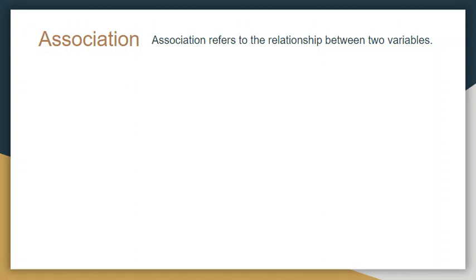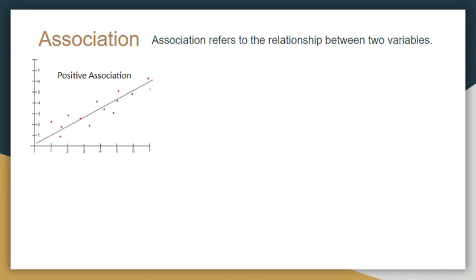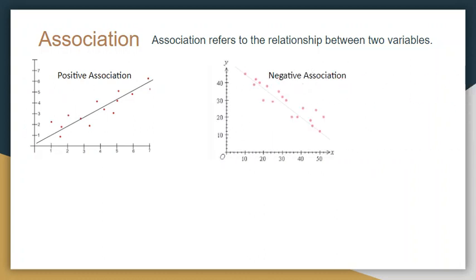Association refers to the relationship between two variables. There is a positive association when the values of one variable tend to increase as the values of another increase as well. There is a negative association when the values of one variable tend to decrease as the other increases. Linear association occurs when the data tends to have a linear trend. This occurs in both positive and negative association.